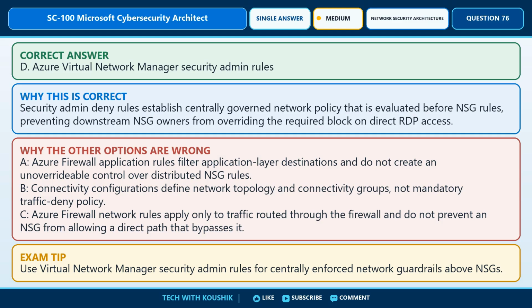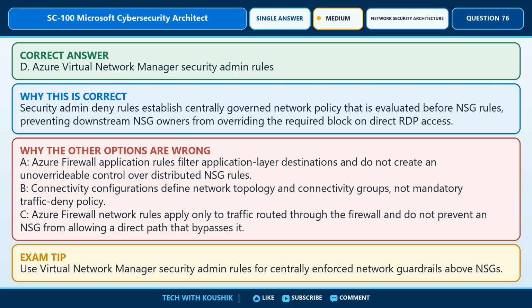Here's why. Security admin deny rules establish centrally governed network policy that is evaluated before NSG rules, preventing downstream NSG owners from overriding the required block on direct RDP or SSH access. Why are the other options not correct? A. Azure Firewall Application Rules filter application layer destinations and do not create an unoverridable control over distributed NSG rules. B. Connectivity configurations define network topology and connectivity groups, not mandatory traffic deny policy.